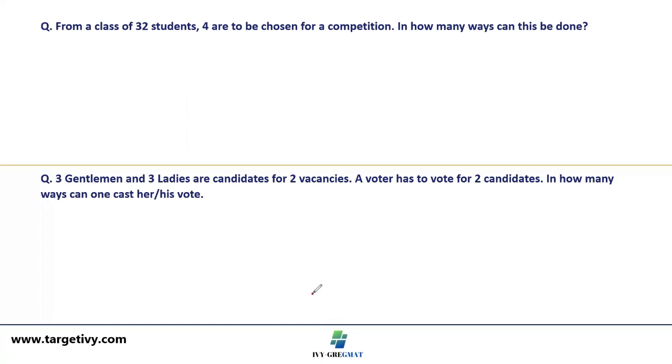In a class of, let's change it, 6 students, 4 are chosen for a competition. So that makes it easier for us to calculate. So 6 people and 4 are selected.